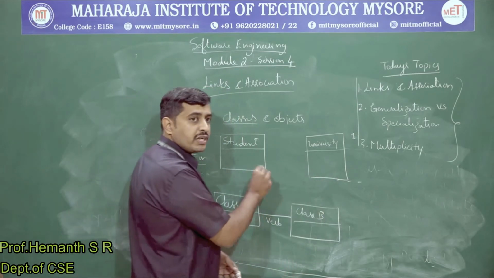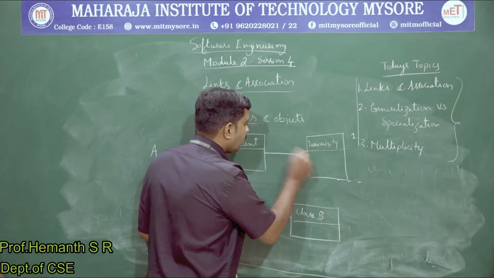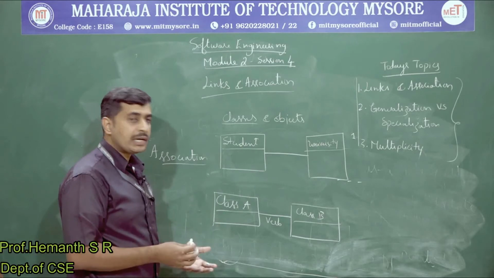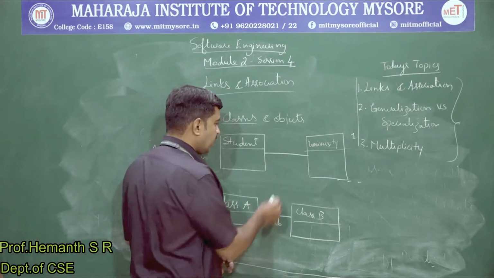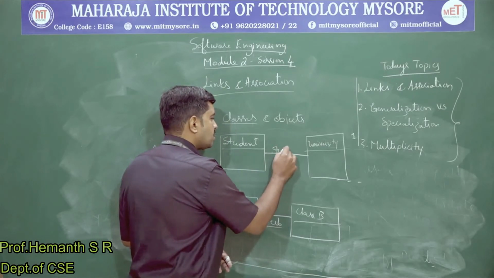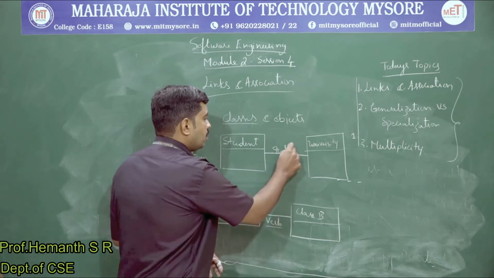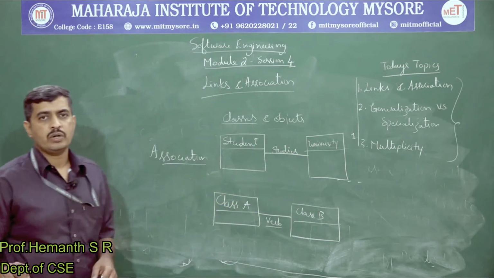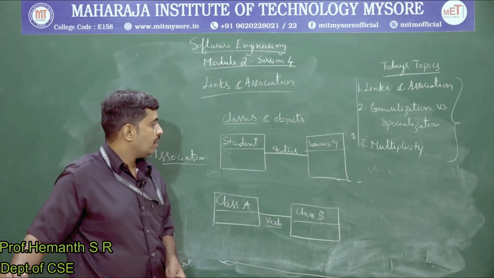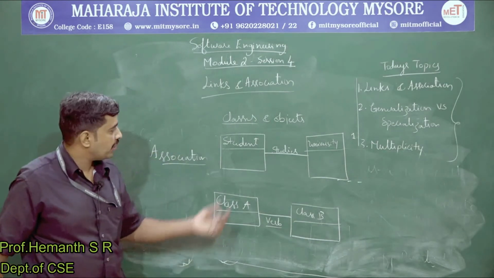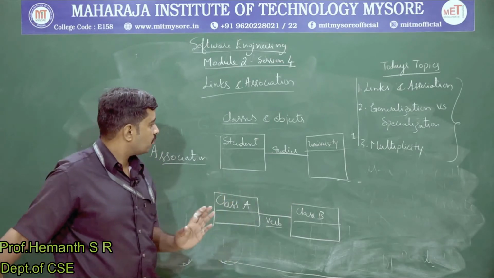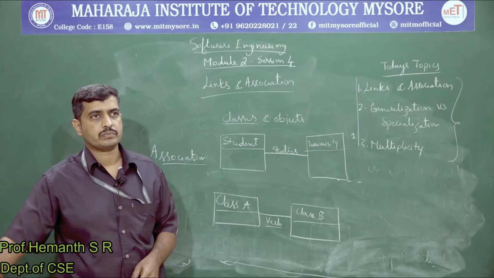For example, to indicate they are related, they are communicating, I'll draw a line. How they are related, I'll write above the line in the form of an action word. Like for example, student studies in a university. You can see studies is a verb, an action verb. That is demonstrating the relationship between a student class and a university class. So this is what association is all about.